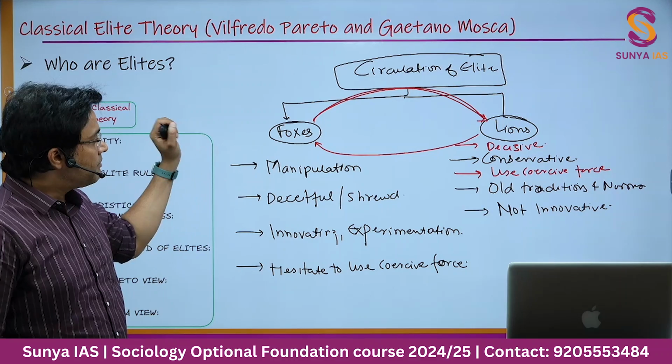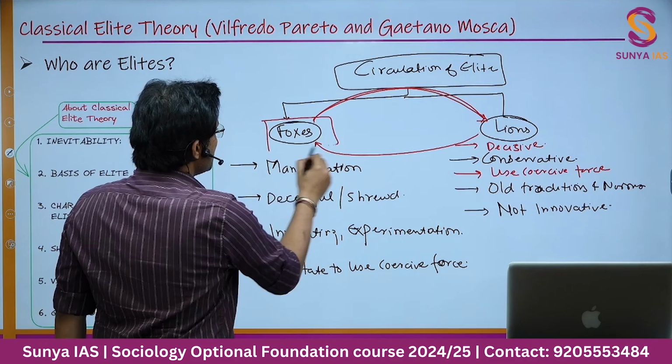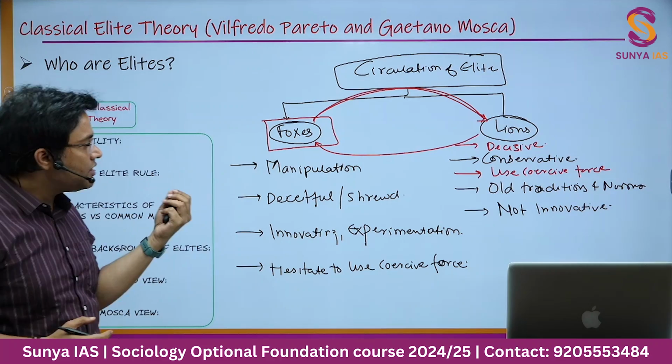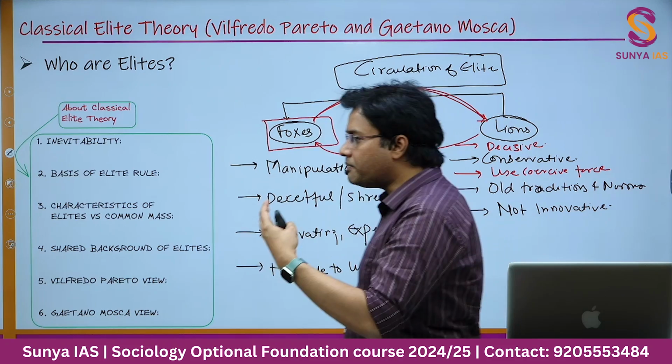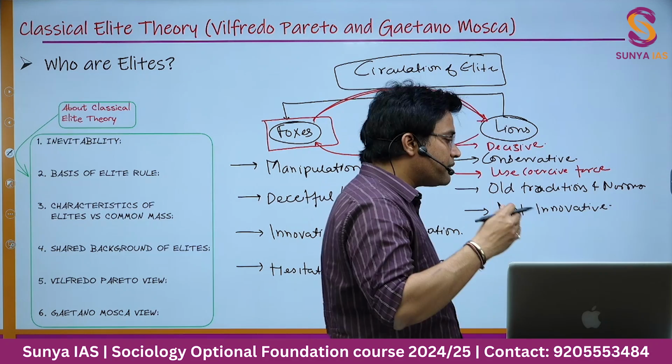Suppose for a certain period of time, foxes are ruling. When they rule for a certain period of time, the people get frustrated by their ideologies. There will be a lot of corruption. Apart from that, these people will keep on manipulating the sentiments and the wishes of the people. When they keep on manipulating the sentiments of the people, it also ultimately leads to instability.